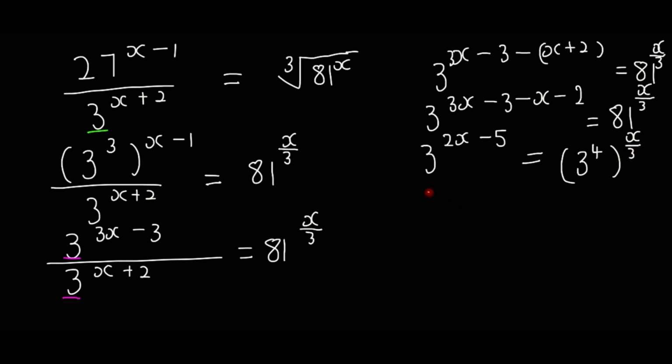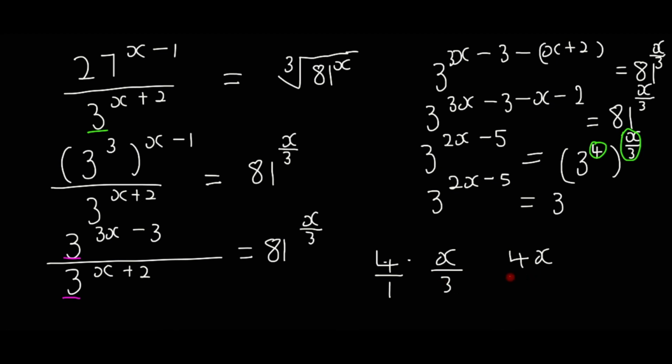So from there I have 3 to the exponent 2x minus 5, and then is equals to, and then from there carry 4 times x over 3. This is like 4 times x over 3 over 1, and then 4 times x is 4x, and then 1 times 3 is 3. So I have 4x over 3. So I have 3 to the exponent 4x over 3.